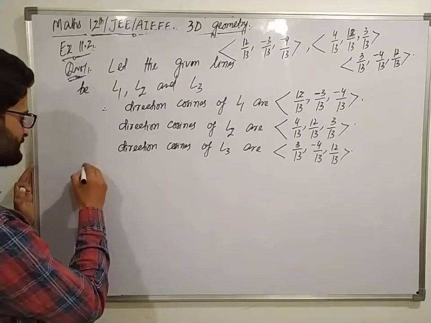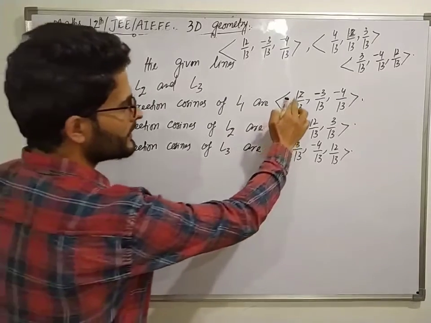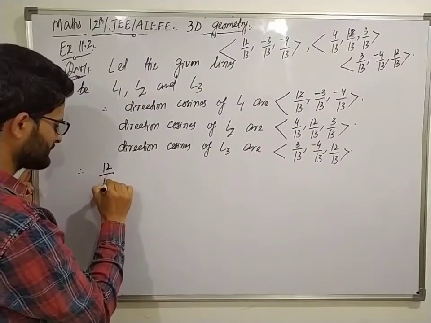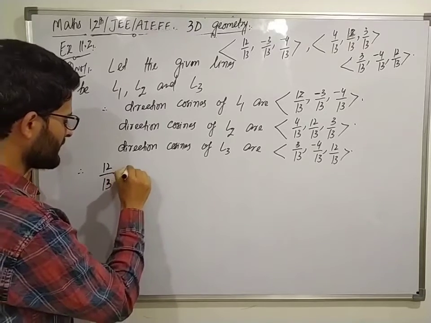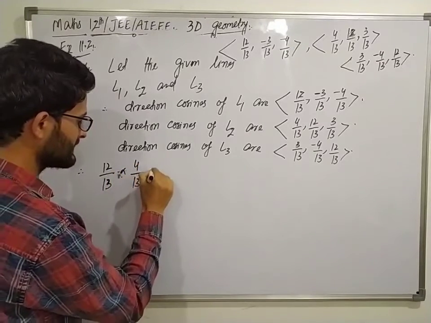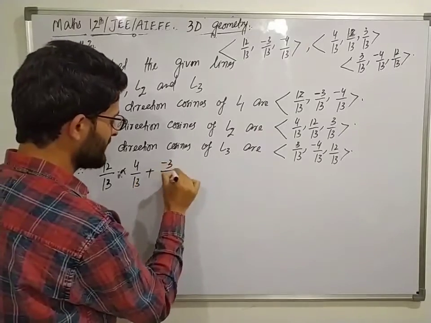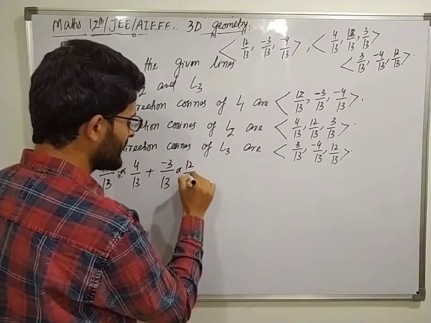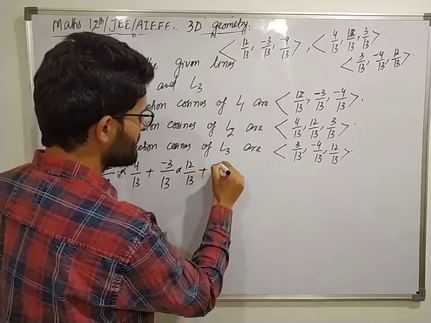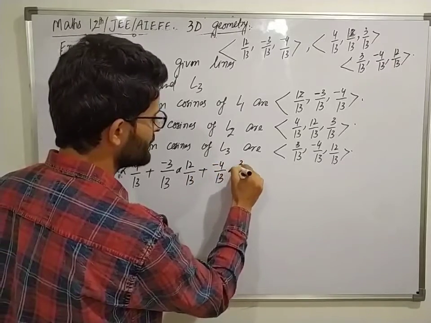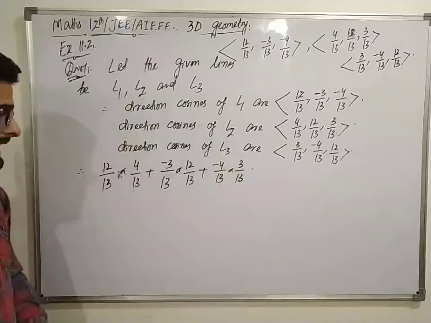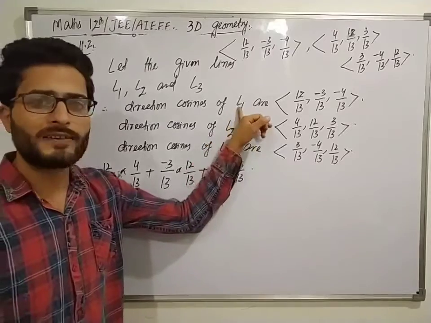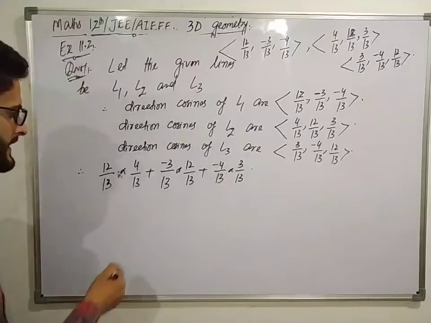So here we will multiply 12 divided by 13 with 4 by 13. So 12 divided by 13 into 4 divided by 13 plus, yes, minus 3 divided by 13, second direction cosine with second direction cosine, into 12 divided by 13, plus minus 4 divided by 13 into 3 divided by 13. That is the sum of products of direction cosines of line first and line second. Let's see what it equals.